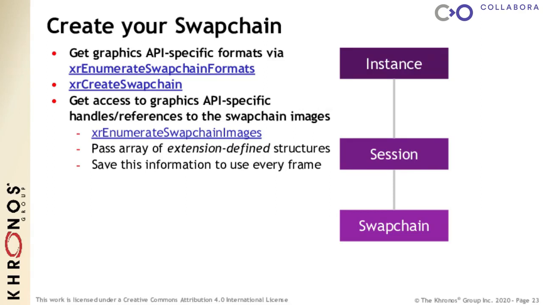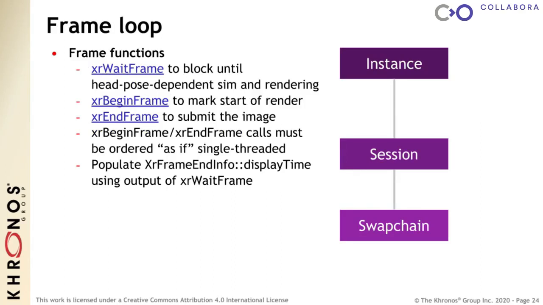You'll want to save the information that comes back from this call to use every frame. It specifies in a graphics API specific way where to render your image to. Within the frame loop, there are 3 functions with frame in the name that control the life cycle of a frame.